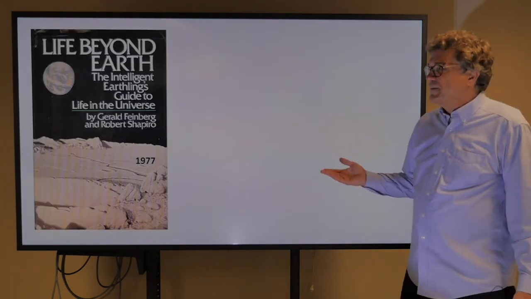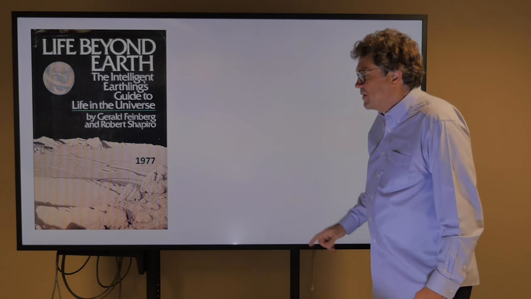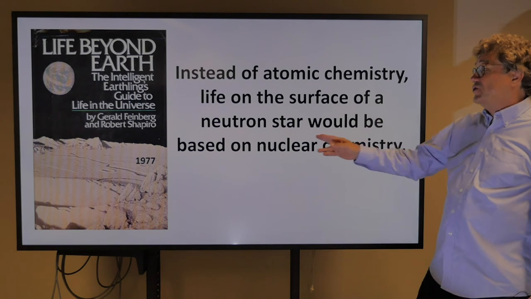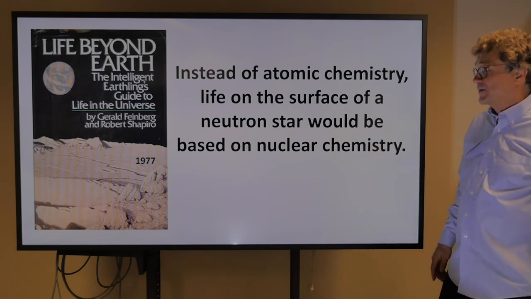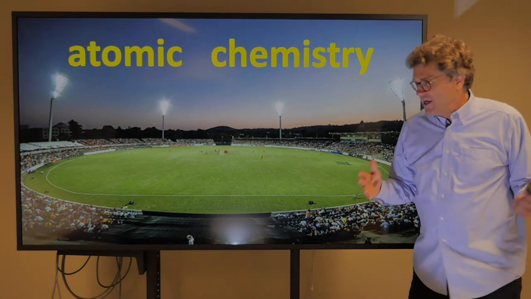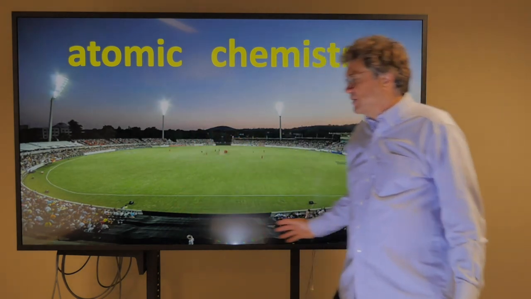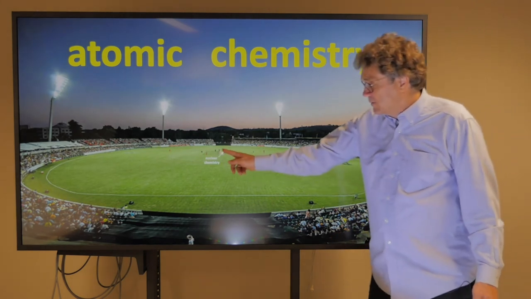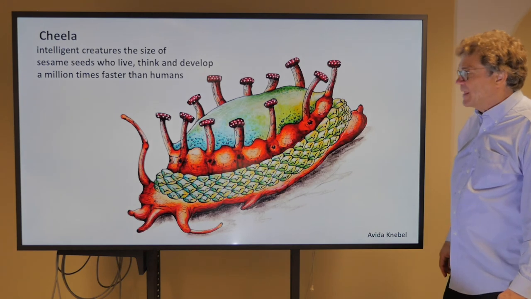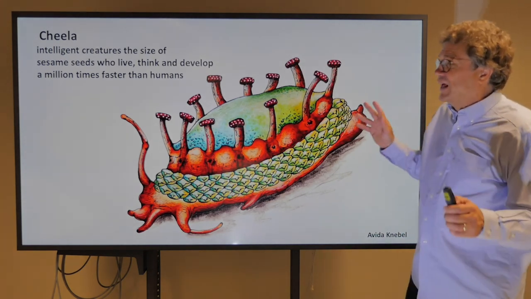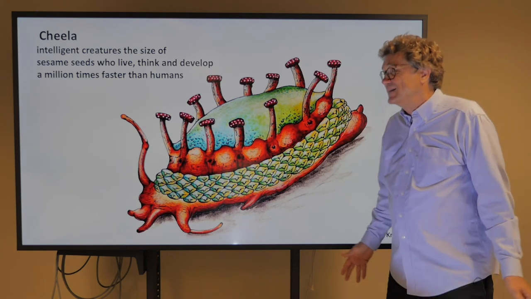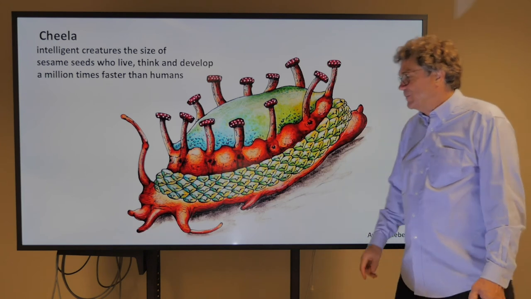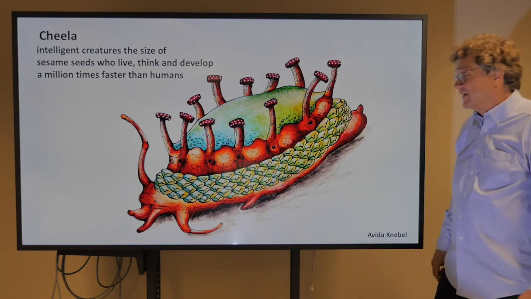Now, this has been written about in a book, for example, I can recommend Life Beyond Earth by Feinberg and Shapiro, 1977. So instead of atomic chemistry, life on the surface of a neutron star would be based on nuclear chemistry. To give you an idea of the relative scales, if this gigantic cricket pitch is atomic chemistry, then nuclear chemistry happens on about the size of a person there in the middle. So they imagine chela, intelligent creatures the size of a sesame seed, who live, think, and develop a million times faster, actually 10 million times faster, than humans would based on atomic chemistry. That's what's going on in your head right now.